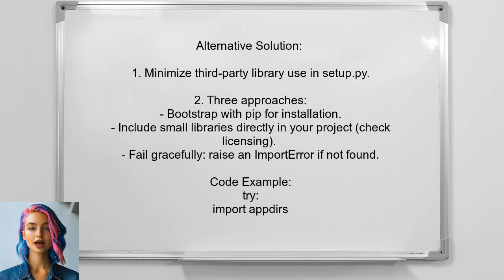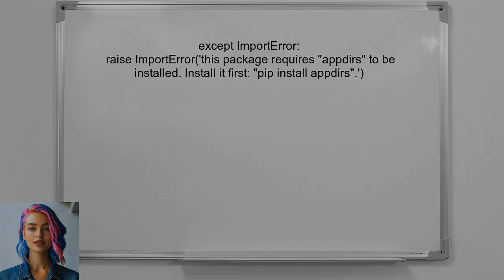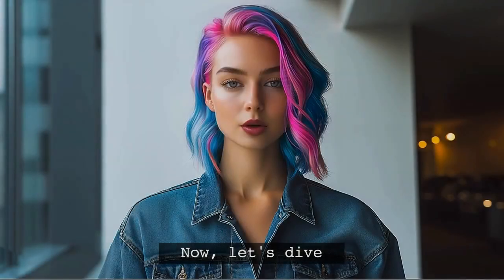This user suggests that while it's acceptable to rely on third-party libraries in your setup.py, it's best to minimize their use, especially if they don't benefit the end user. They outline 3 approaches. First, you can bootstrap the library using pip to install it programmatically. Second, if the library is small, you might include it directly in your project, but be cautious of licensing issues. Lastly, you can handle the import gracefully by raising an error if the library isn't found, guiding users to install it themselves. Now, let's dive into a different answer from another user.